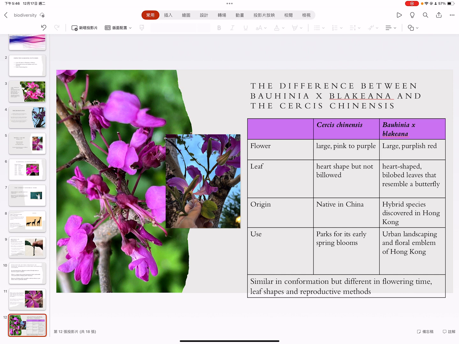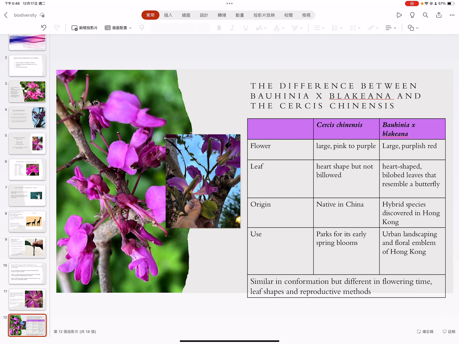The table below shows the differences between Bauhinia blakeana and Cercis chinensis. They have some differences in flower, leaf, origin, and use. The flowers of Cercis chinensis are pink to purple, but the Bauhinia blakeana are purple-red.